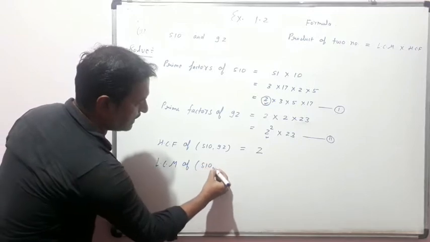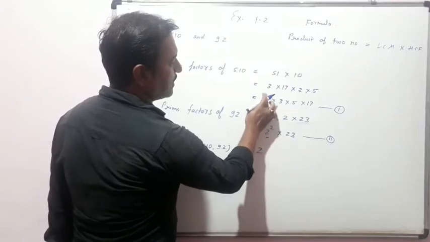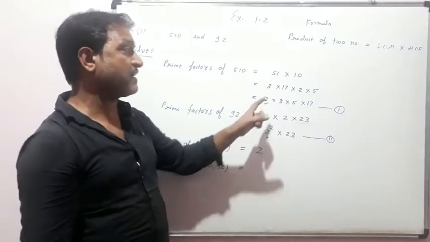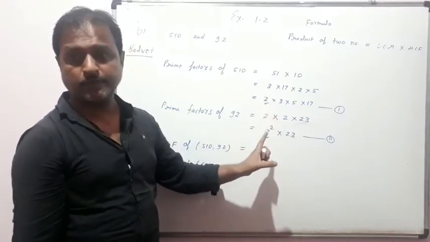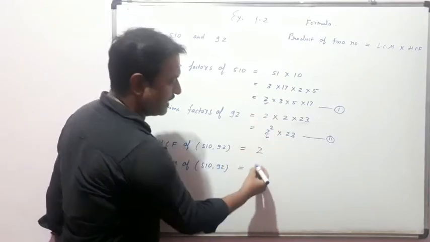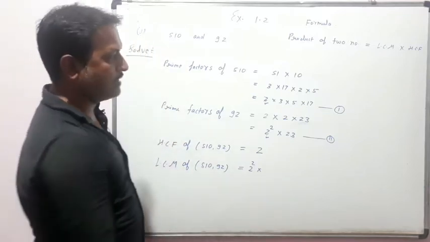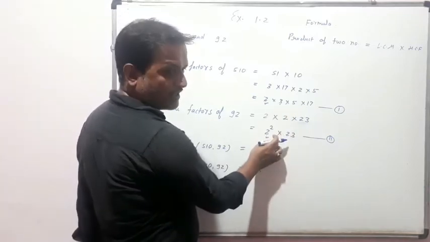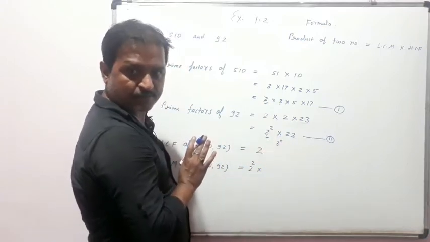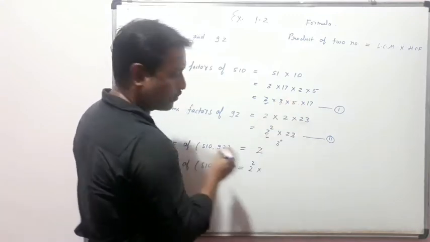Now to find the LCM of 510 and 92, we will take the highest power of each factor in both. That means 2 is there, 2 to the power 2 is there, so we take 2 to the power 2, the highest power. Clear? Similarly 3 is there but not in the other number. If 3 is not there, then it has 3 to the power 0. Now you can see the highest power is 3 to the power 1.